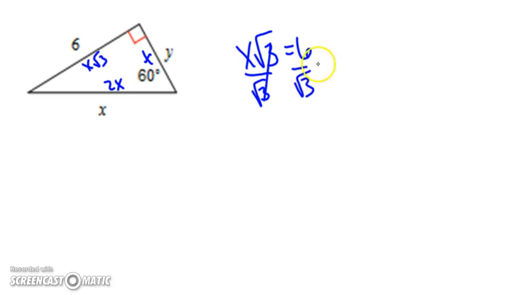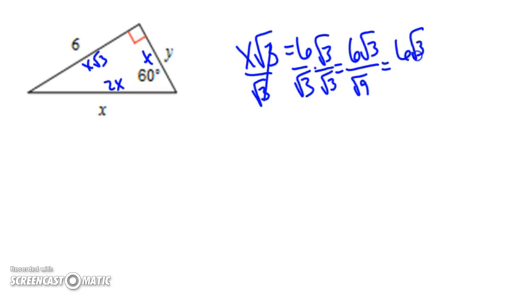But we can't have that radical 3 on the bottom. So we need to multiply both the top and the bottom by radical 3, which leaves us with 6 radical 3 over radical 9. We can simplify that radical 9 into 3. The square root of 9 gives us 3. And now we can simplify this to just give us 2 radical 3. And that gives us our x value. So over here, our y variable is going to be 2 radical 3.